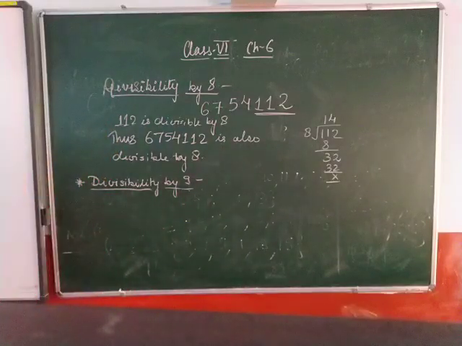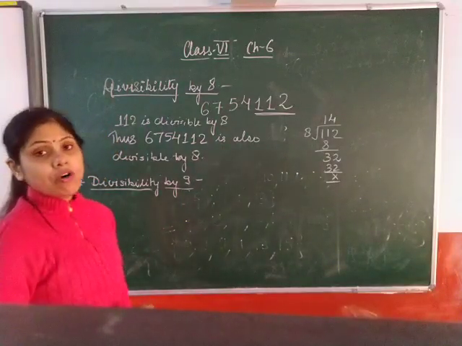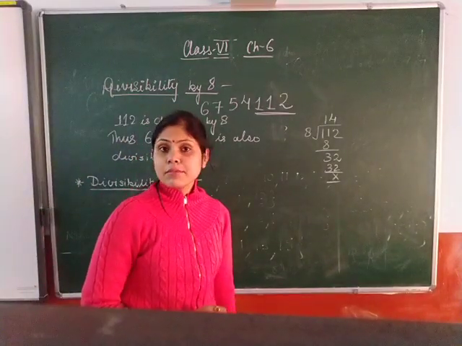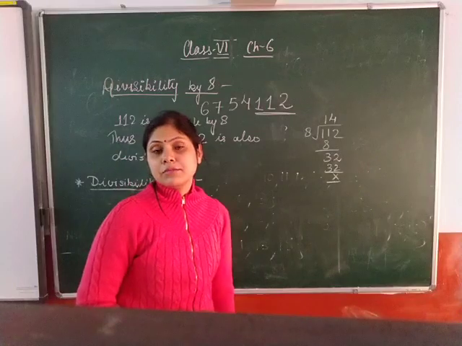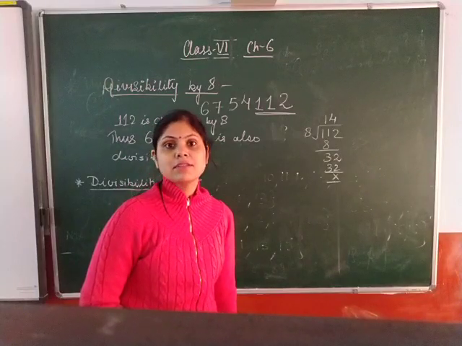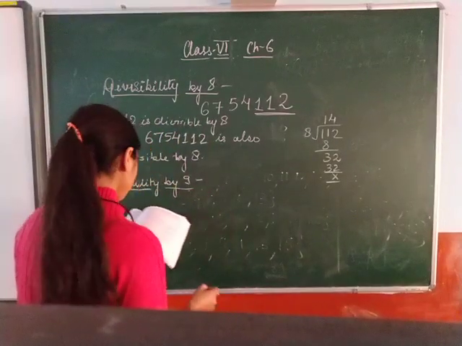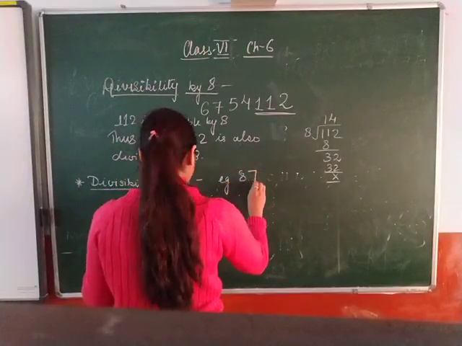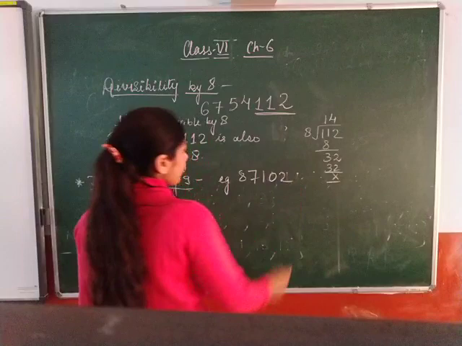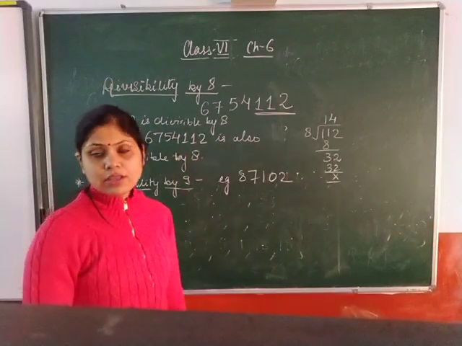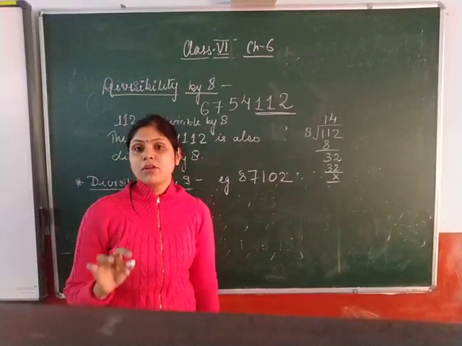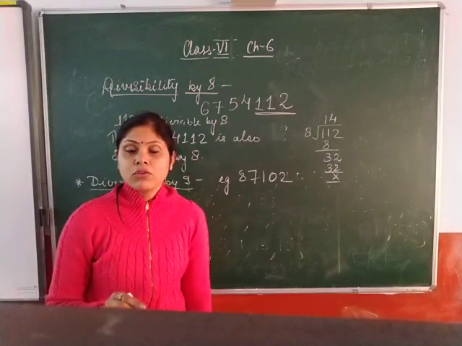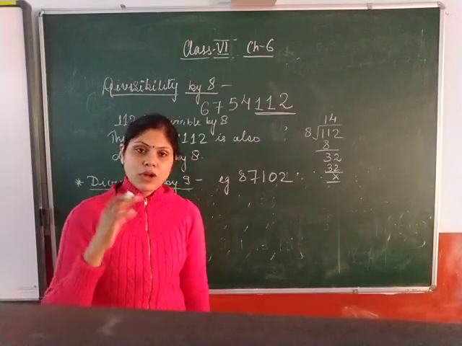Divisibility by 9. If the sum of all the digits of a number is divisible by 9, that means the whole number is divisible by 9. Let us see this example: 87102. Please don't write all these things. All of this is given in your book, so please go through the book. If you do not go through the book, you can't remember.